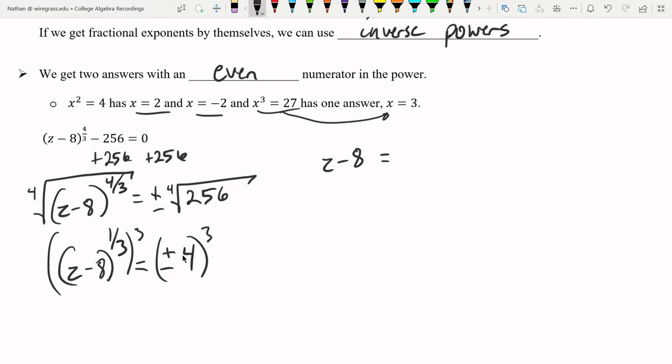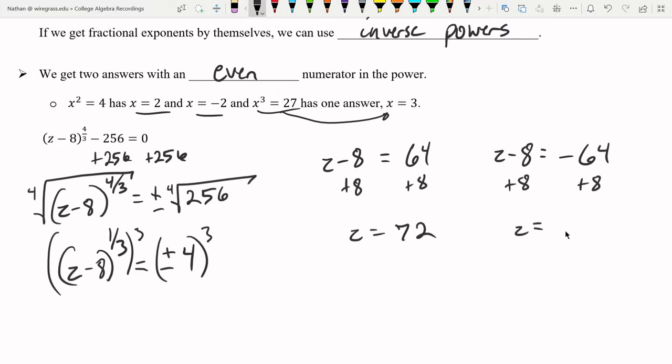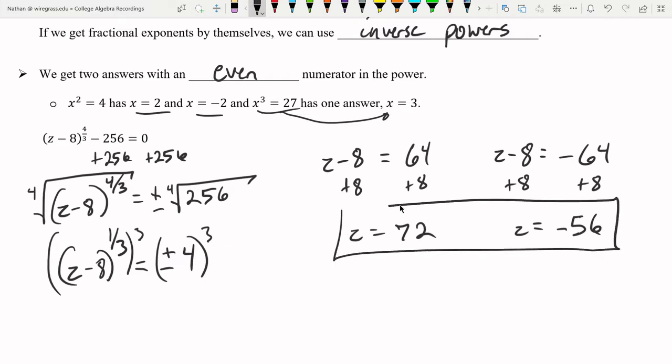The positive 4 cubed is 4 times 4 times 4, which is 64. And z minus 8 equals negative 4 cubed. Negative 4 times negative 4 times negative 4 is negative 64. At this point, we can just add 8 to both sides. And we're going to get 72, or, let's see, negative 56. And those are my two real answers.